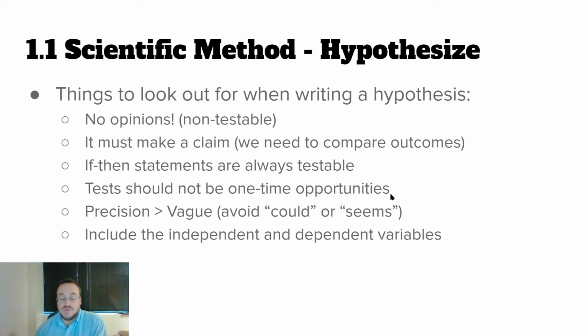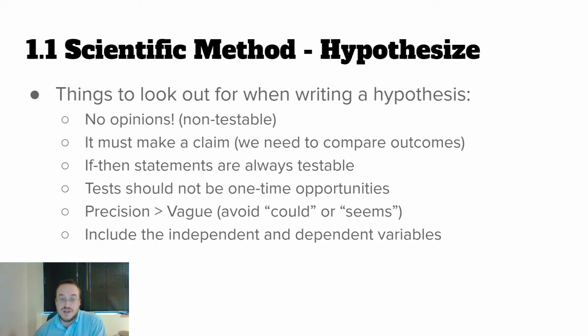A test shouldn't be a one-time opportunity. So an experiment should not be able to only be run once. I want you guys to be able to run experiments a couple of times. Two or three times is usually good for the precision we need in high school level stuff. If you continue on into college and academia at a higher level, you're going to need to run them more than that.